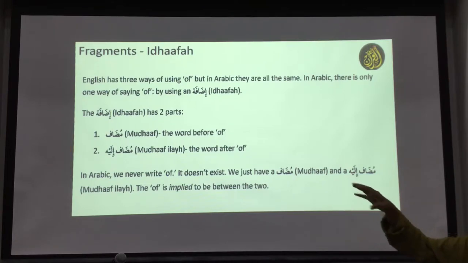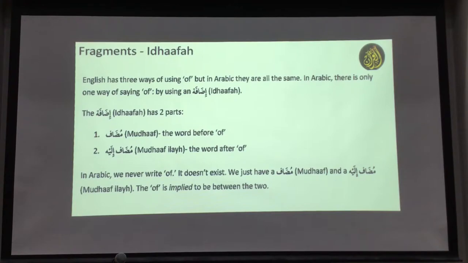Then for mudaf, the word before the "of," there are 2 rules. The word cannot have alif lam, and it must be light. We talked about light and heavy in the previous lessons. So the 2 rules for mudaf are: it cannot have al, and it must be light. And there is only 1 rule for mudaf ilay: it must be in jar status, meaning it must end with kasra most of the time, and other rules of the jar that we talked about before. So these were the main rules of mudaf, mudaf ilay.